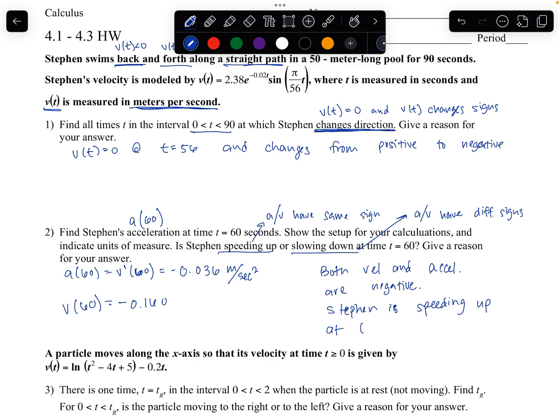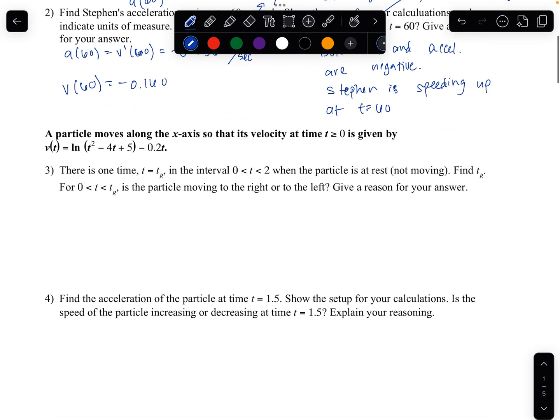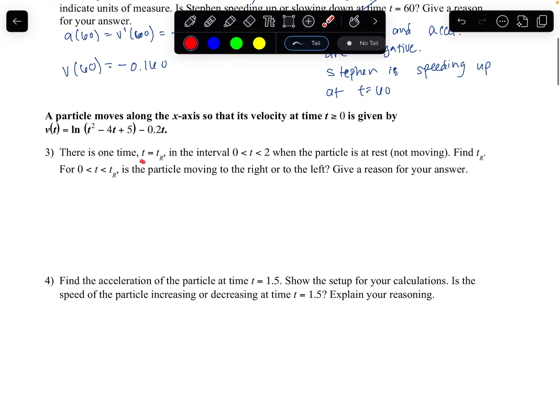At t equals 60. Okay. For the next part, a particle moves along the x-axis so that its velocity at time t, for t greater than 0, is given by this velocity curve. There is one time t equals t sub r in the interval from 0 to 2 when the particle is at rest, or not moving.